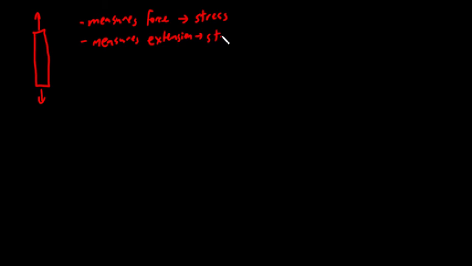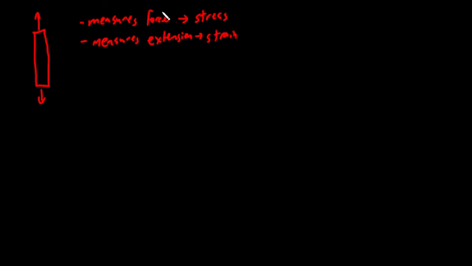breaks. So what I'm going to do is, imagine I have a computer or a machine that does this. At every moment, it measures the force, and then converts that into stress. Just divide by the cross-sectional area, the original cross-sectional area. So that's just a factor of something. It also measures extension, and then converts that into strain.